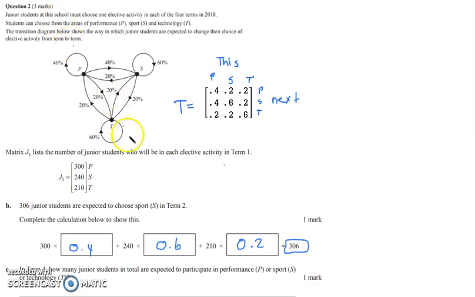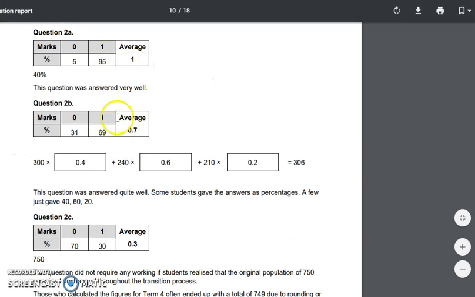In terms of the assessor's comments for this one, part B was actually done quite reasonably well. 69% of students managed to get this part correct.